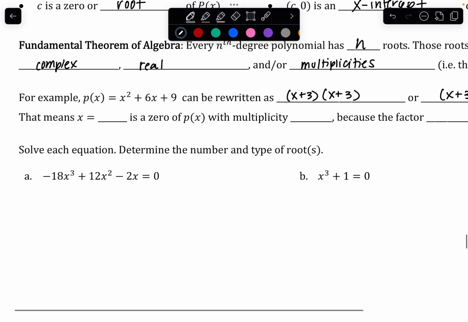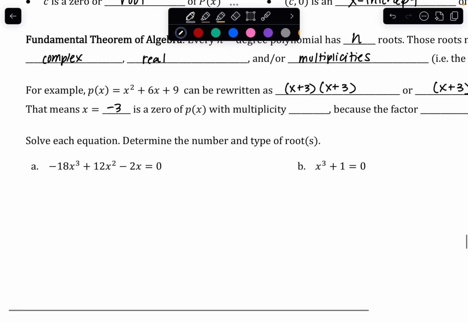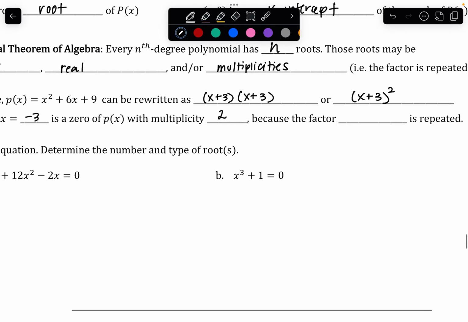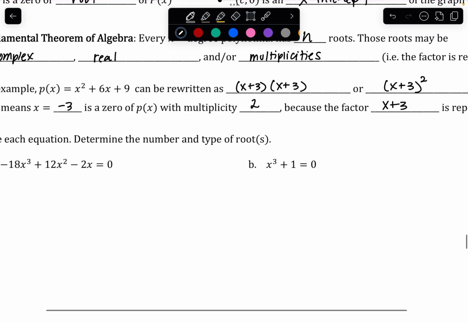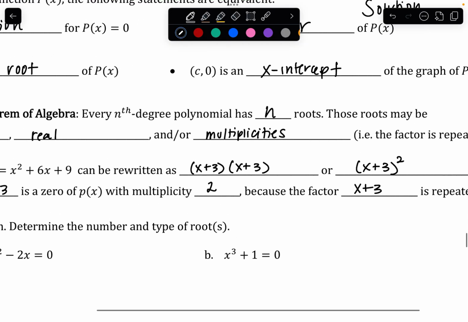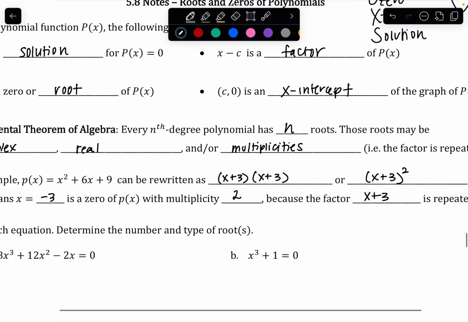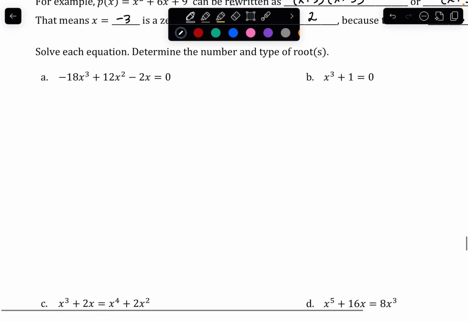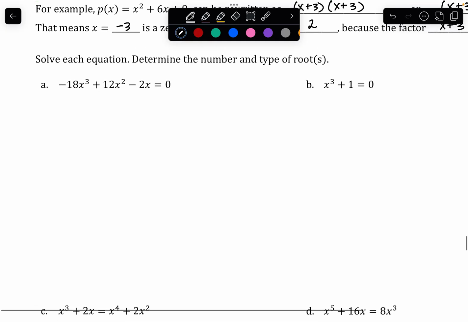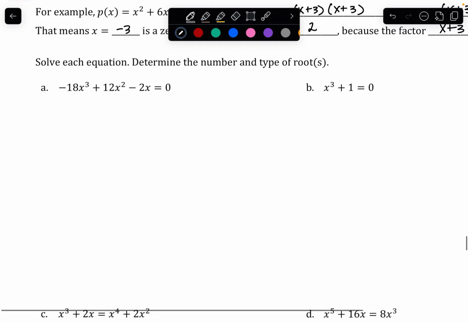And so that means x equals negative 3 is a 0 with multiplicity 2, because the factor x plus 3 is repeated. Okay, and so you may only see one unique x-intercept, but technically there's still 2 because you have one solution with a multiplicity of 2. Okay, and so how we find these is by factoring if we can. So that's why we had to talk about how to factor these higher degree polynomials.